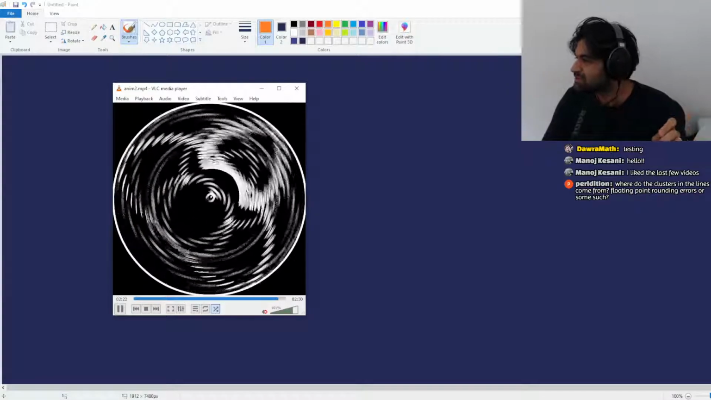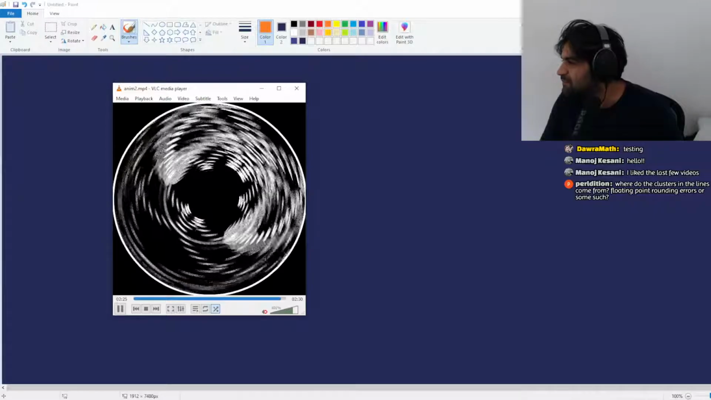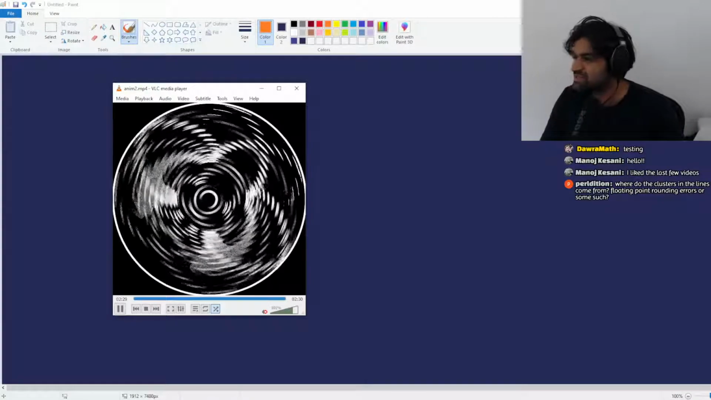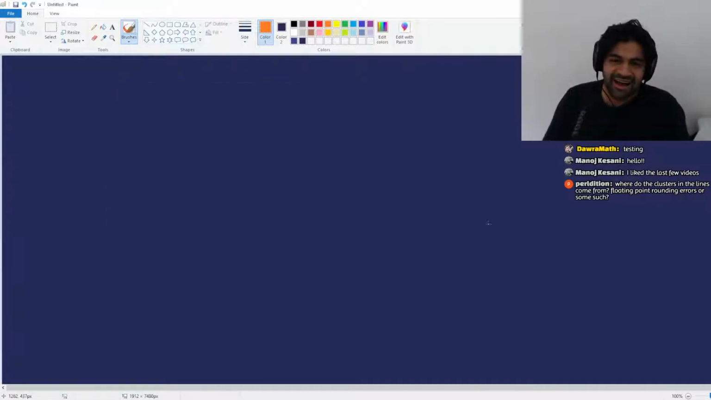So where do the clusters on the line come from? Floating point errors or some such? I am not 100% sure.